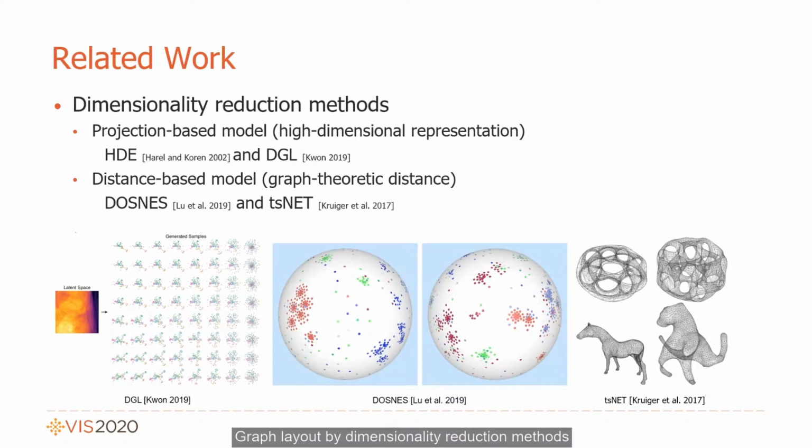Graph layout by dimensionality reduction methods can be classified into projection and distance-based methods. Projection-based methods have two stages. First, embed graph nodes into a high-dimensional space, and then project vectors into low-dimensional space. Distance-based methods aim to embed the local graph distances directly.